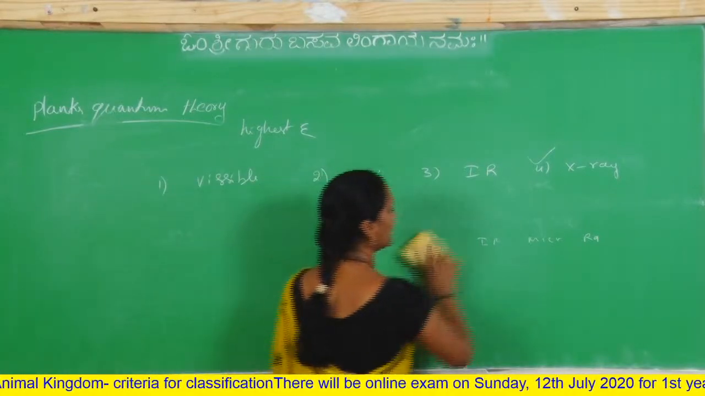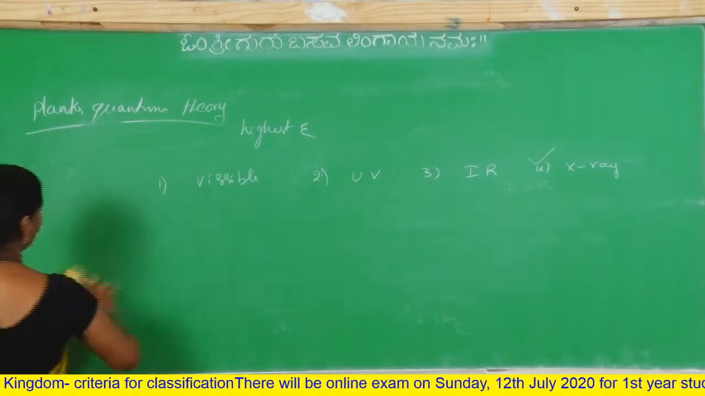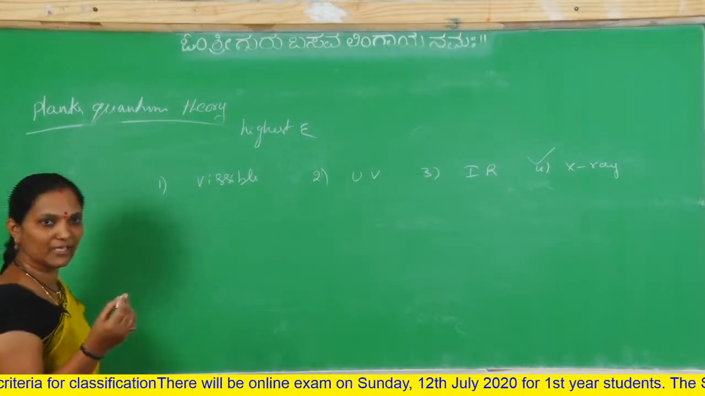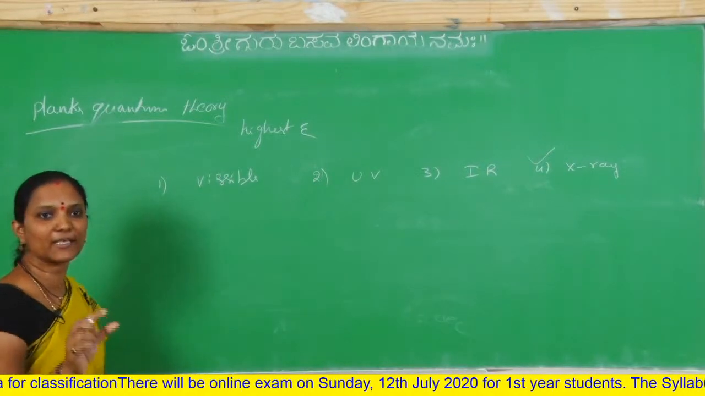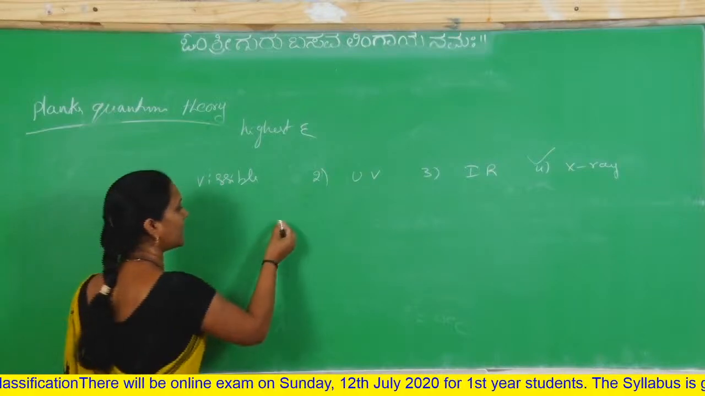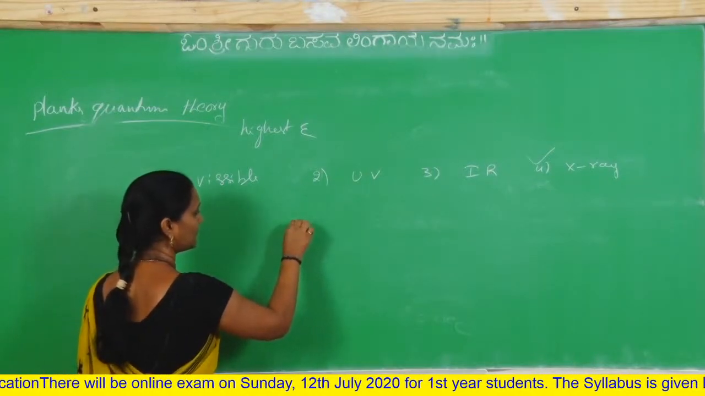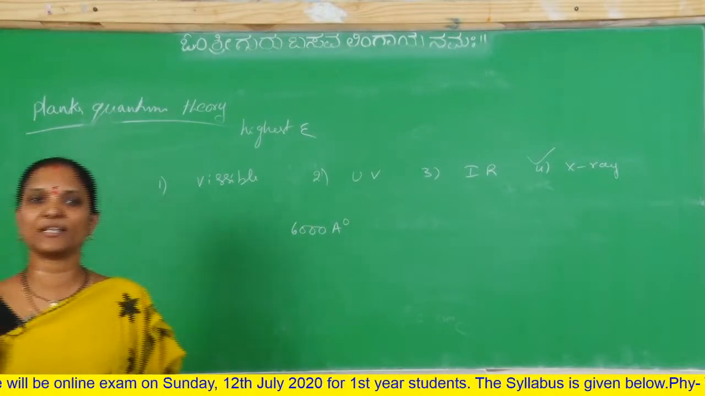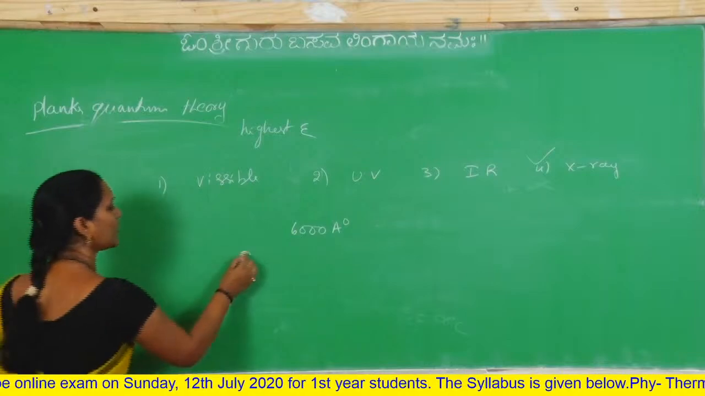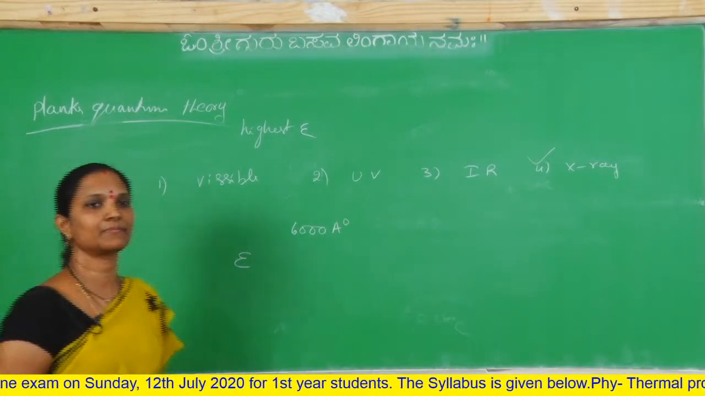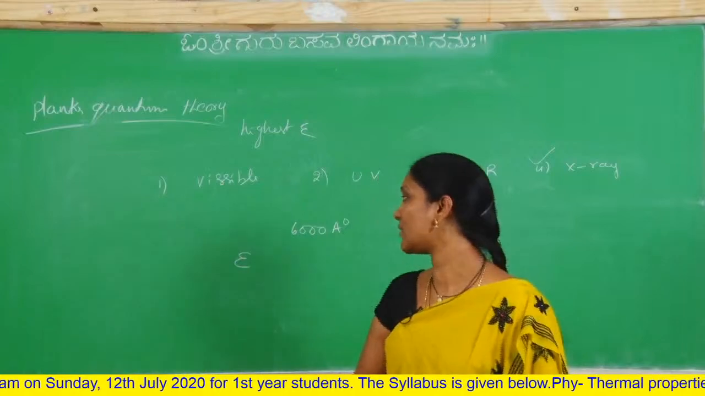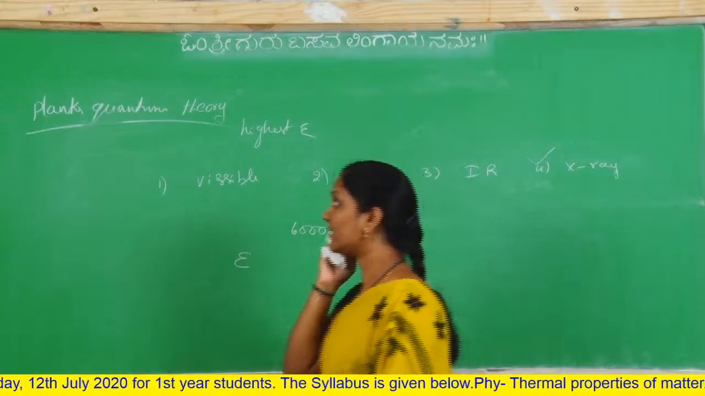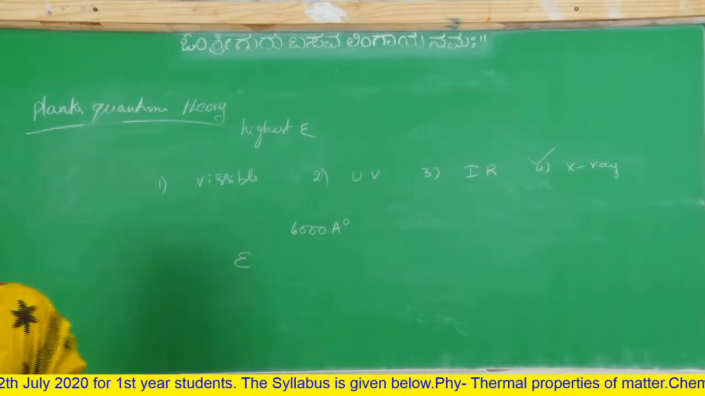Now, how will they ask the problem? The wavelength of the photon emitted. The energy emitted in the form of packets, that packet is called a photon. So the wavelength of the photon emitted is 6000 angstroms. Calculate the energy of that photon. The wavelength is given, energy they are asking.